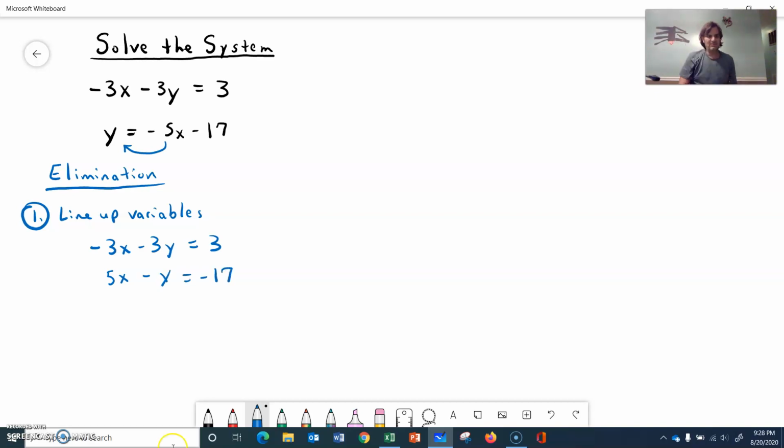And the equation, when everything is in the right place, will be 5x minus y equals -17. So now I have x's in a row, I have y's in a row, and I have my equals in a row. So everything is lined up. But I don't have like variables with the same coefficient. -3 and 5 on the x won't cancel out. -3 and -1 won't cancel out for the y.